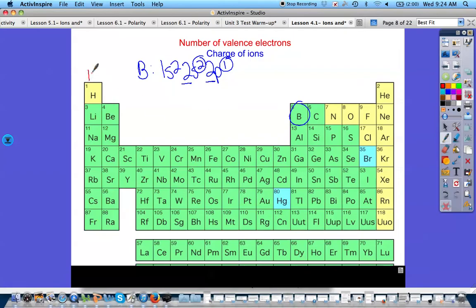So we labeled the A group numbers on our periodic table previously, and if you don't have this, you're going to want to go ahead and label it. But that tells us the number of valence electrons. So I kind of showed you the shortcut to start with. But boron has 3 valence electrons, and we can see 2 of them are in the S sublevel and 1 is in the P sublevel.